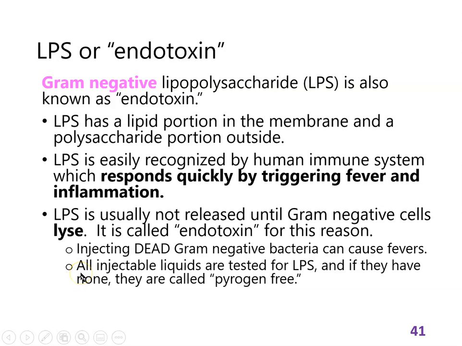And so any injectable liquid has to be tested for the presence of lipopolysaccharide. And if you look this up, you'll see that the most sensitive test for lipopolysaccharide is the blood of a horseshoe crab. I'm not going to talk more about that, but that's what they use. If you look at injectable water, it might say pyrogen free, and that means it doesn't have any detectable lipopolysaccharide.